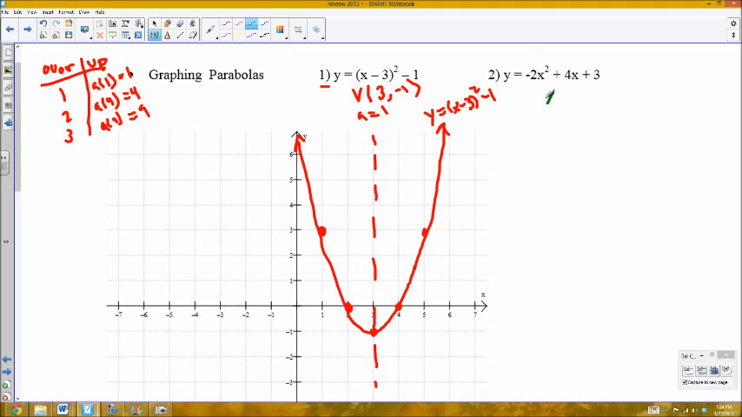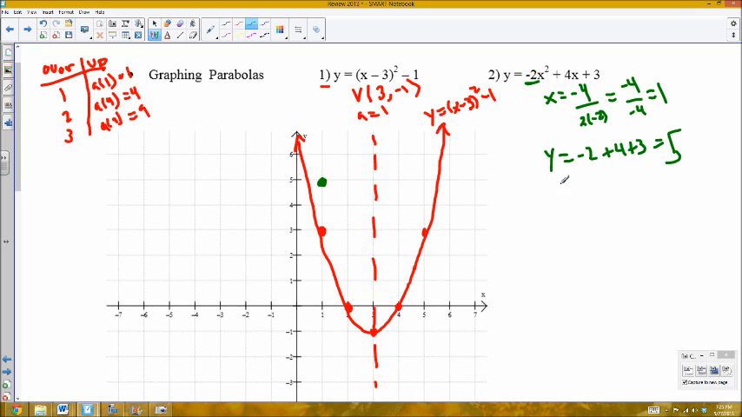Again, I need my vertex, so first I'll find my axis of symmetry. It's -4 over 2 times -2, which will occur at -4 over -4, or 1. Plug that value in to get the y value, so this will be negative 2 times 1 squared, which is -2, plus 4 times 1, plus 3. That gives me, I'm sorry, that is actually 5. So that means my vertex is at 1, 5, which is here.